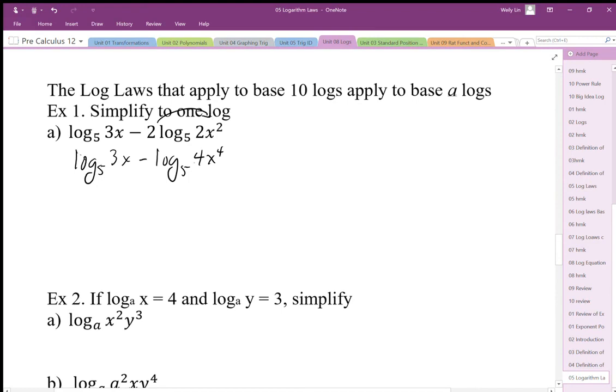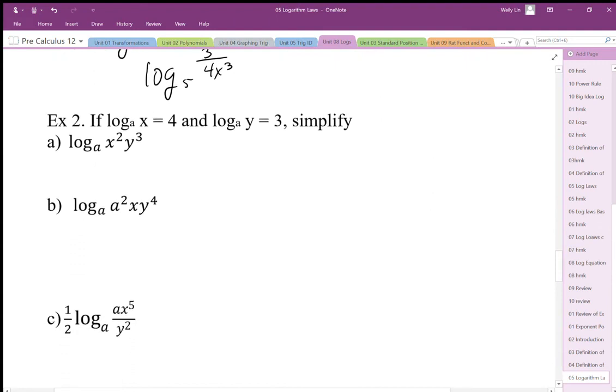So now that I have log base 5, log base 5, I can combine them since the bases are the same. I'm just going to keep that same base, and the argument parts, that's going to be a positive log, so that's in the numerator. That's a negative log, so that goes in the denominator. And we can simplify the x's. We probably should. Okay, so there is that expression combined into one log.